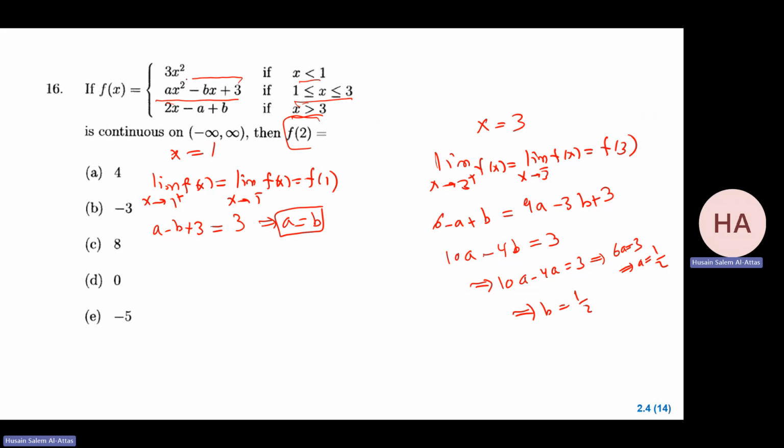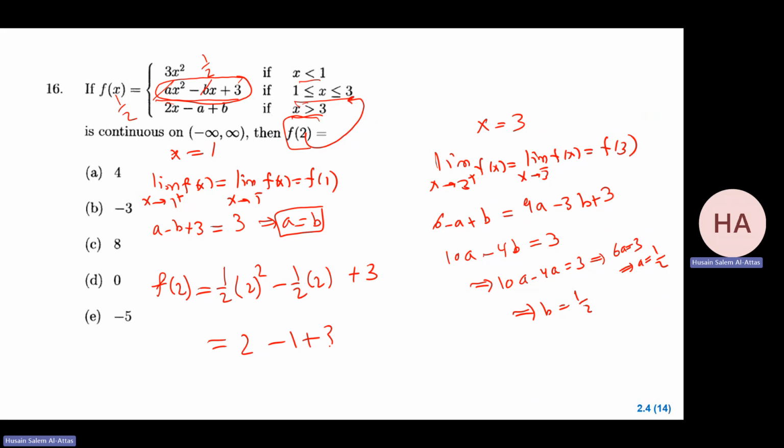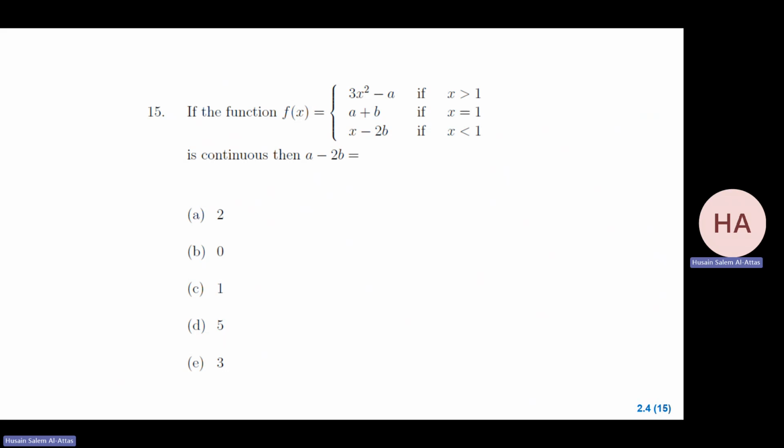I need this only; no need to write the function again. So I have, at x equals 2, f of 2. I have a is half and b is half. That will be half times 2 squared minus half times 2 plus 3. I took x since 2 is in this interval. So that will be 2 minus 1 plus 3, 5 minus 1, which is 4.